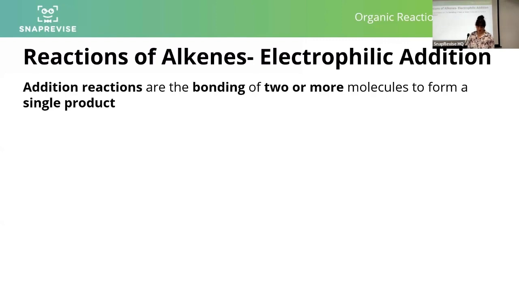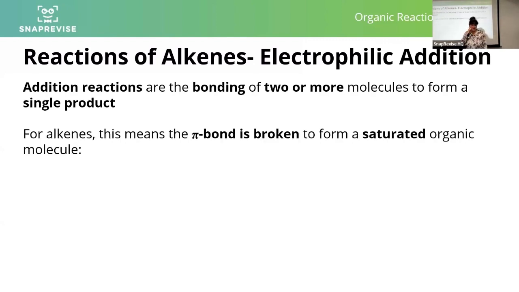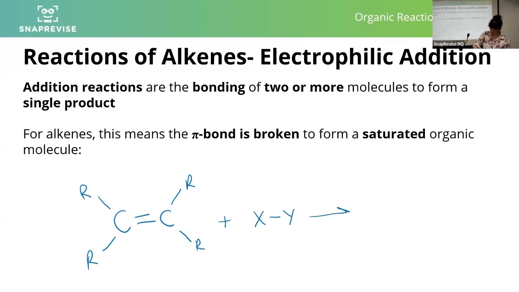Okay, so for alkenes, this means that the pi part of the bond is broken to form a saturated organic molecule. For example, let's look at a general equation for an unknown alkene. Let's just do normal electrophilic addition. So let's add something across the double bond. We're going to end up with our species with X on one carbon and Y on the other. This is an example of electrophilic addition.